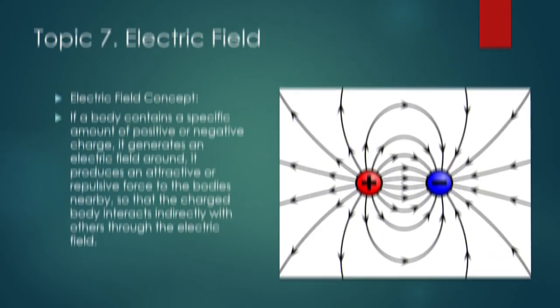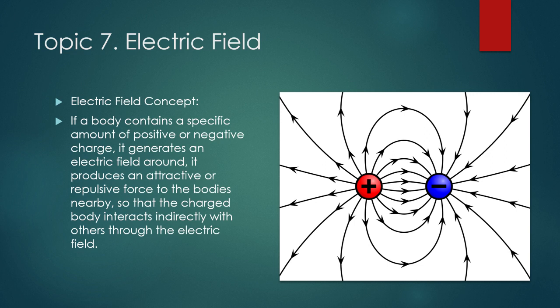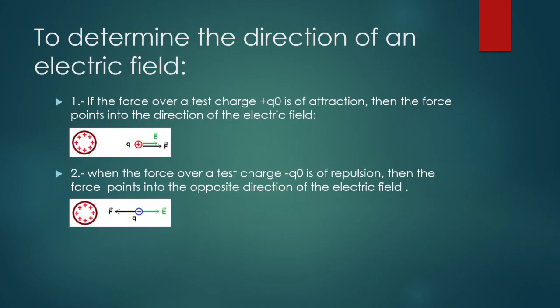Topic 7. Electric field. The concept of electric field is that if a body contains a specific amount of positive or negative charge, it generates an electric field around it, and it produces an attractive or repulsive force on the bodies nearby, so that the charged body interacts indirectly with the other objects through the electric field.